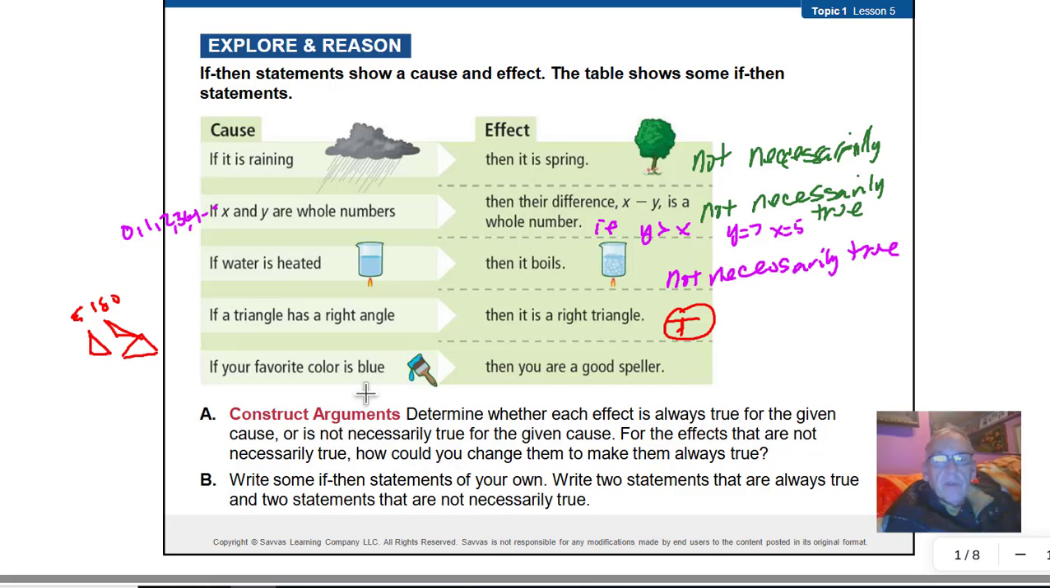Last one: if your favorite color is blue, then you're a good speller. We can see that spelling has nothing to do with what color you like. You may or may not be a good speller. So it has nothing to do with what your favorite color is. So this is not necessarily true.